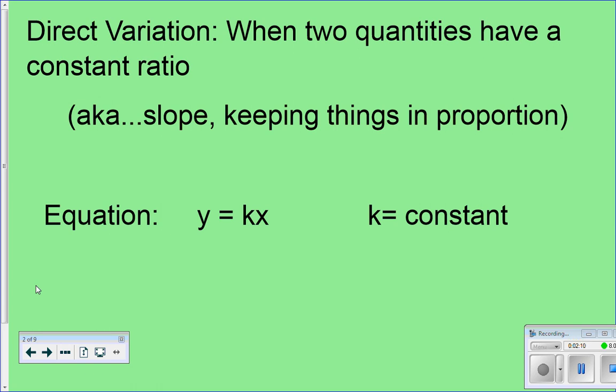Make sure you get the equation below, y equals kx, and that k is the constant. Make sure you get that, because I want to know.